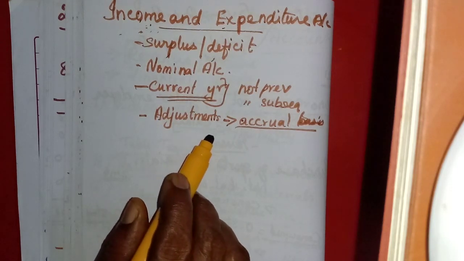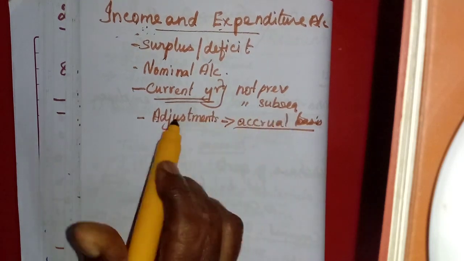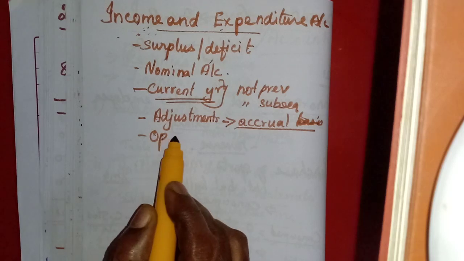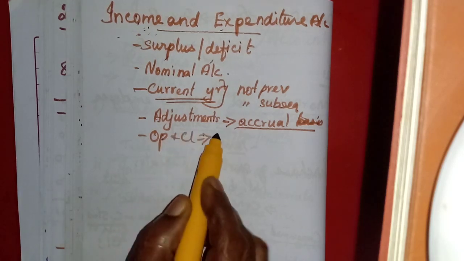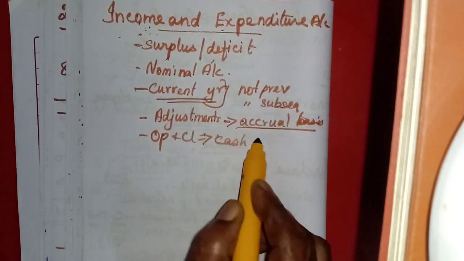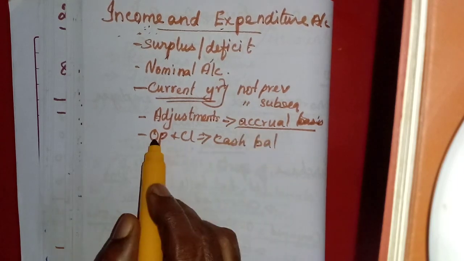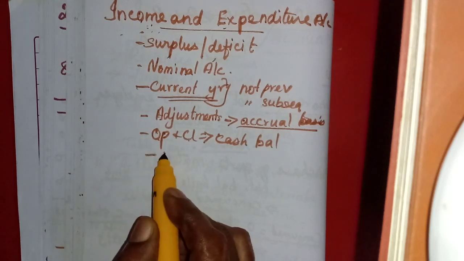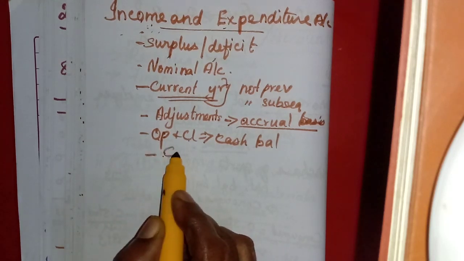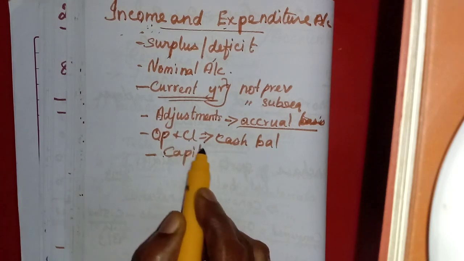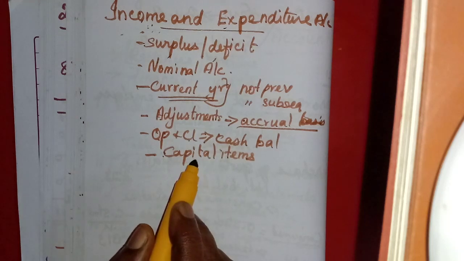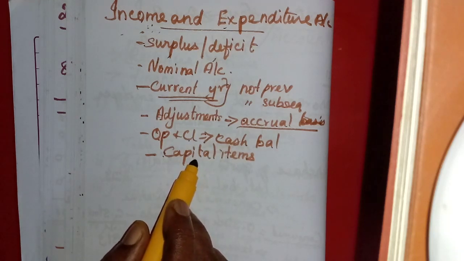Then the opening and closing cash balances will be excluded. Opening cash balances and closing cash balances should be excluded. And one more item should be excluded. What? Capital items. Only the revenue items must be entered. So capital items must be omitted and should not be recorded.